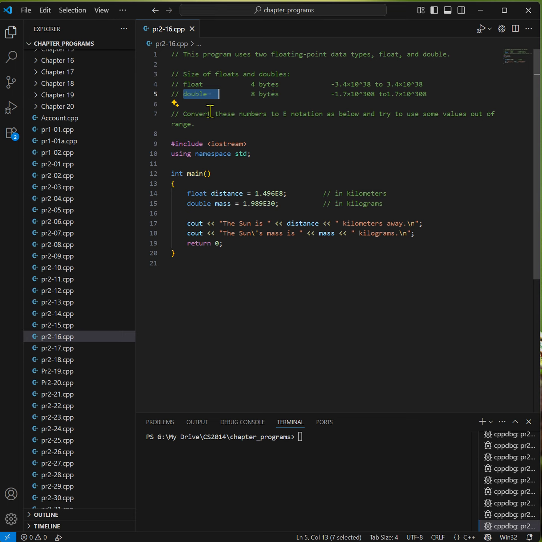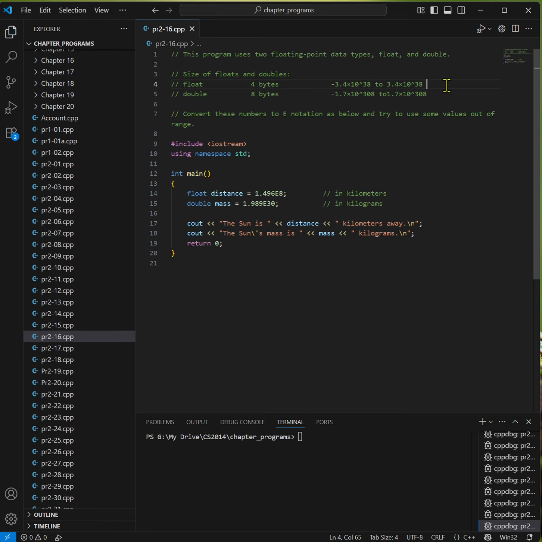Now let's go to the first part over here, and this is about the E notation. And you see that distance over here is a float 1.496 E8, which basically means that this is 1.496 times 10 to the power 8. If we convert this number over here to the E notation, just think for a moment what that would be.